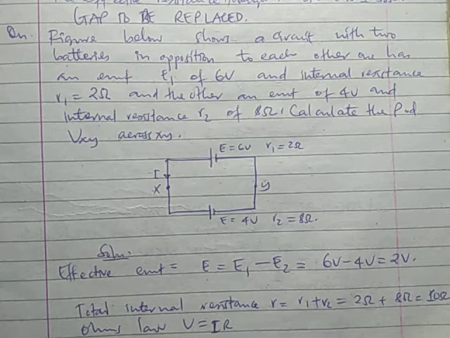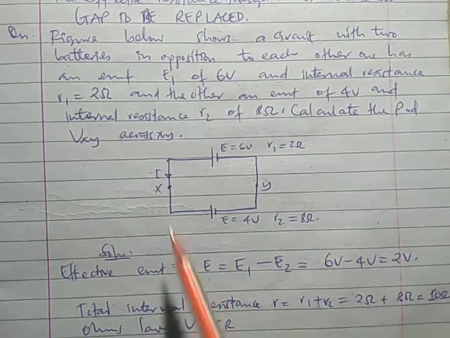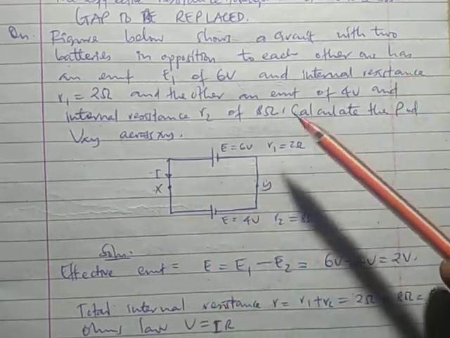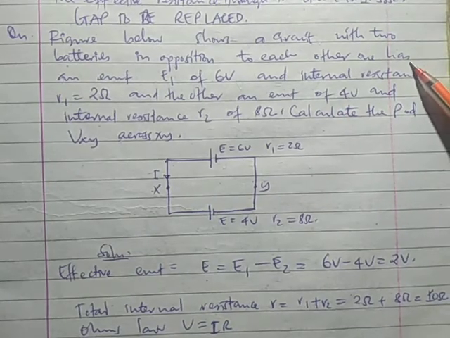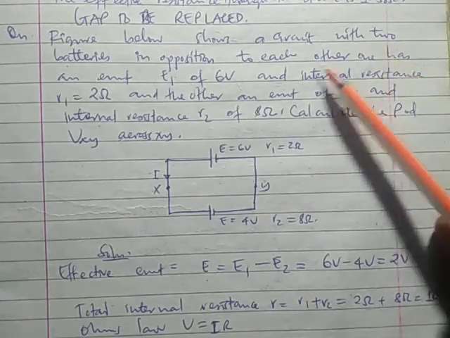In the previous video, we ended discussing solved examples in the topic of current electricity, and today we are going to continue with a solved example. The figure below shows a circuit with two batteries in opposition. That means zimekuwa connected kwenye opposite to each other.